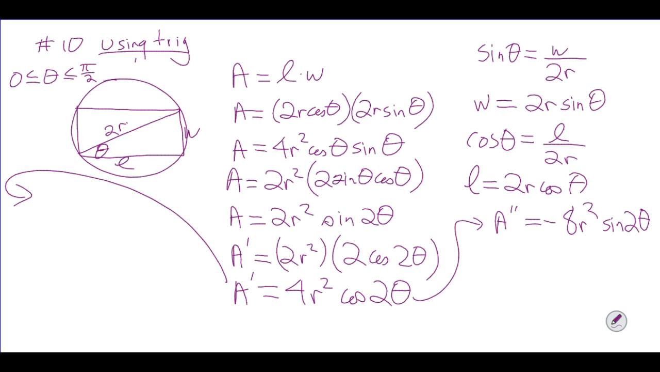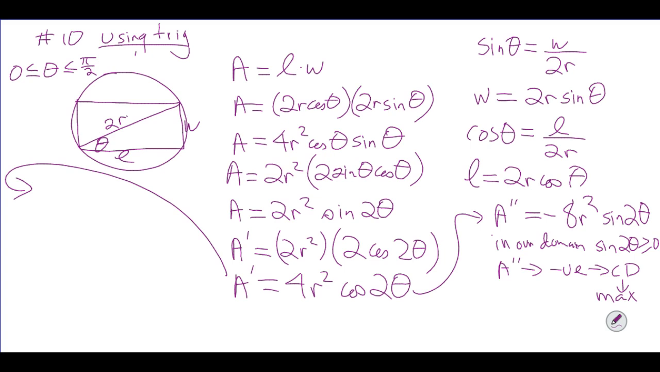Okay, so in our range from 0 to pi over 2, sine 2 theta means that 2 theta is going to go from 0 to pi. The sine of 0 to pi is always positive, so this is always negative, so it's concave down and a max. Okay, so in our domain, sine 2 theta is greater than or equal to 0. So A double prime is negative, which is concave down, giving us a max. Ah, see, now we didn't have to do the first derivative test on the other one.